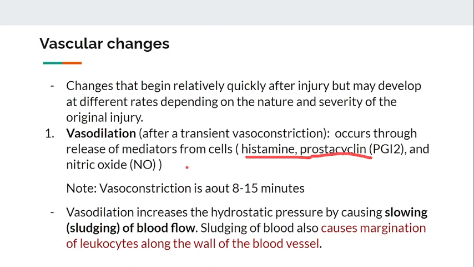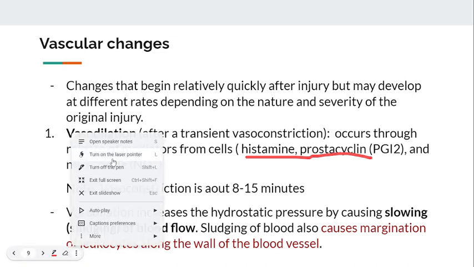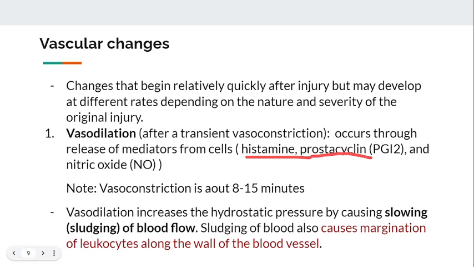Vasoconstriction before vasodilation will only happen for about 8 to 15 minutes. Like we mentioned, it's a transient vasodilation, meaning that it won't last for a long period of time. Vasodilation increases the hydrostatic pressure by causing slowing or sludging of blood flow. Sludging of blood flow causes margination of leukocytes along the wall of the blood vessels.